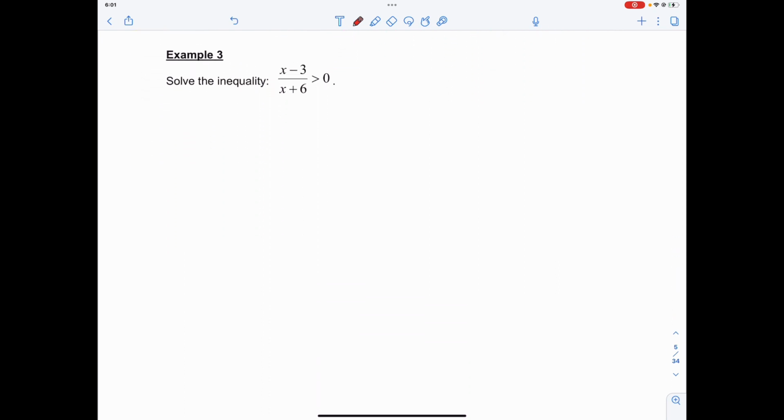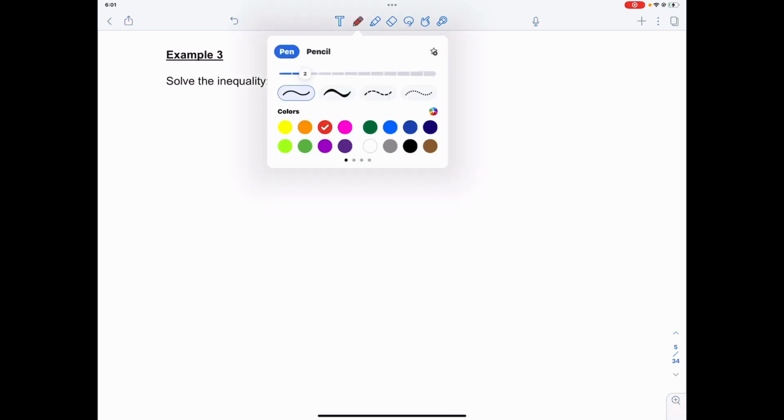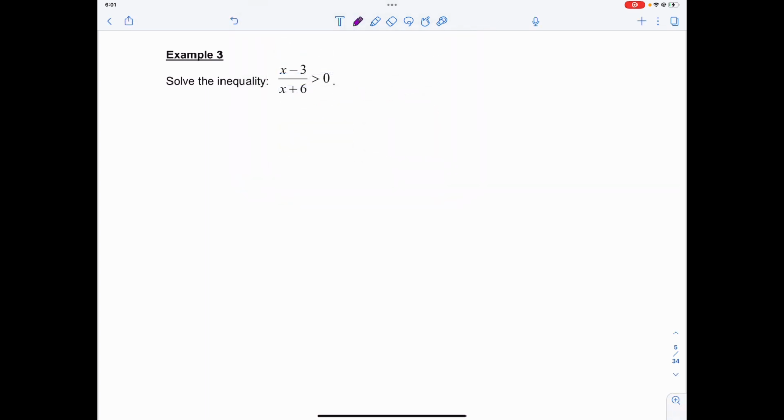When we go to example 3, well, we're still going to pull the roots. And when we're pulling the roots, we're looking at the roots from the numerator and from the denominator. The numerator is going to be x is equal to 3. The denominator is going to be x is equal to negative 6, even though we know that if we were just graphing this, x could not equal negative 6.